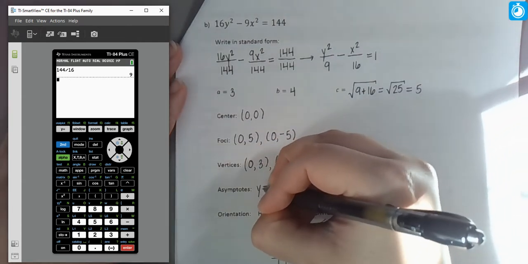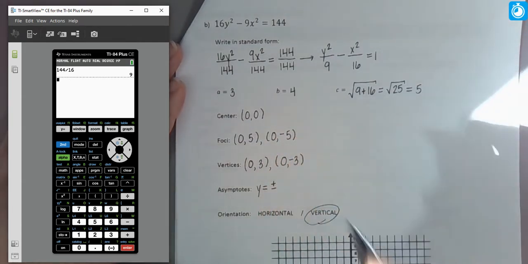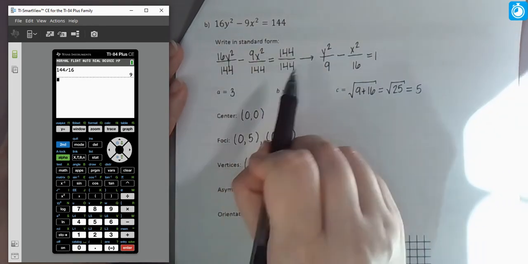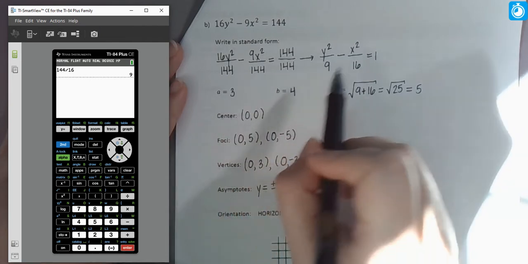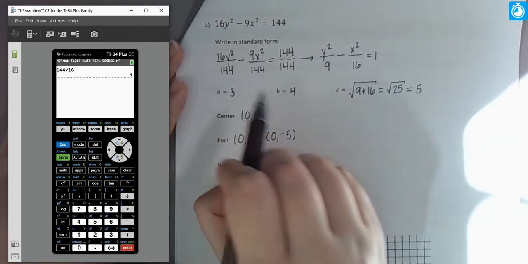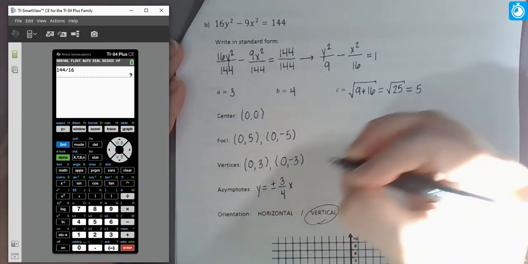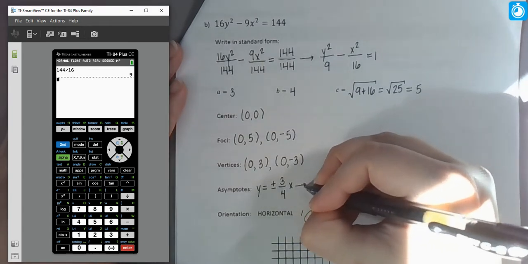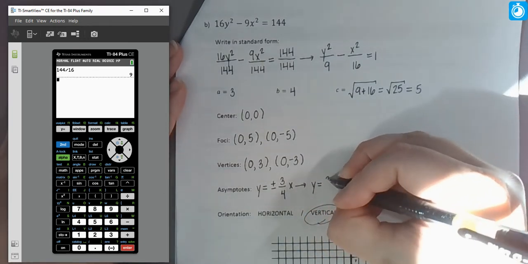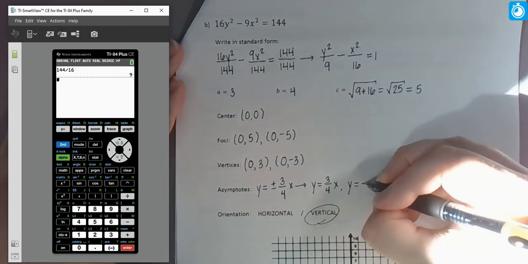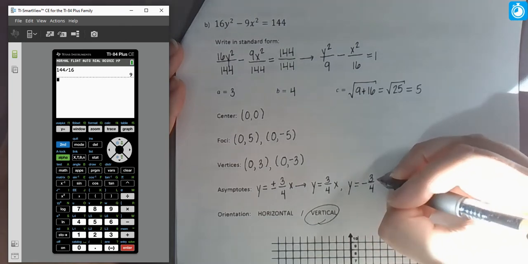So y is equal to positive or negative. Find the slope, okay? So it's always going to be the value associated with y divided by the value associated with x. So in this case, a is associated with y and b is associated with x. So that means I'm going to take 3 divided by 4, and that's going to be used to generate my slope. And so if I split that up into two equations, that's going to be y is equal to 3/4 x and y is equal to negative 3/4 x.